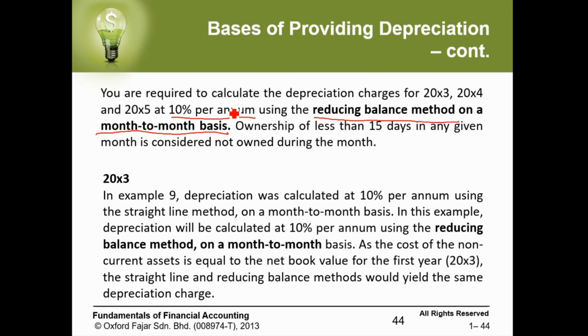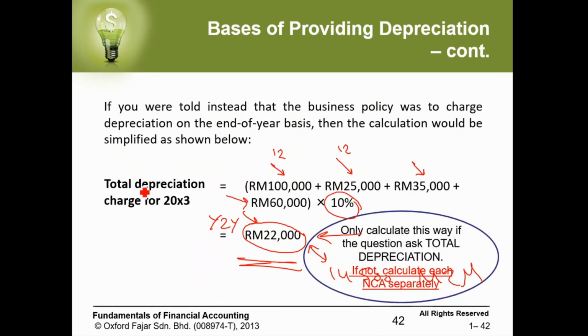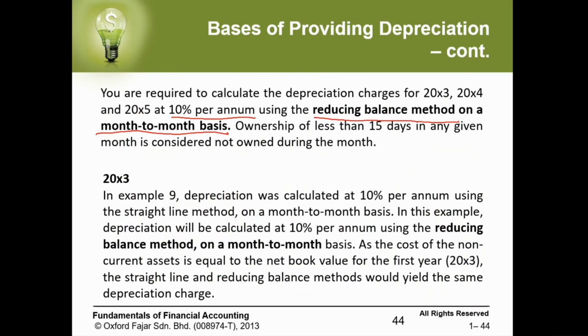Okay? So we have similar things to the previous example, the same assets, which we bought in February, March, April, August, and September. This is for 2013. For year 2014, we have some buying and selling. For year 2015, we have a sold asset. So you are required to calculate depreciation, the percentage is 10% per annum. The method is the reducing balance method, on a month-to-month basis. Ownership of less than 15 days in any given month is considered not owned during the month.